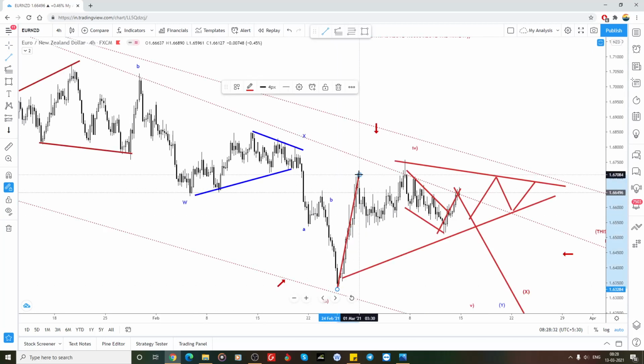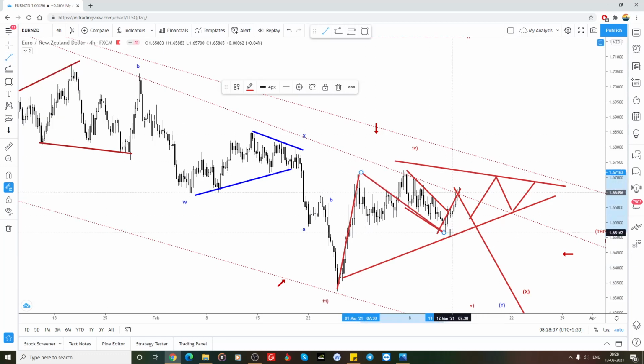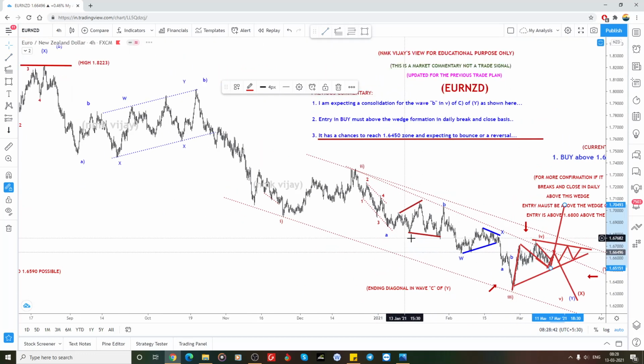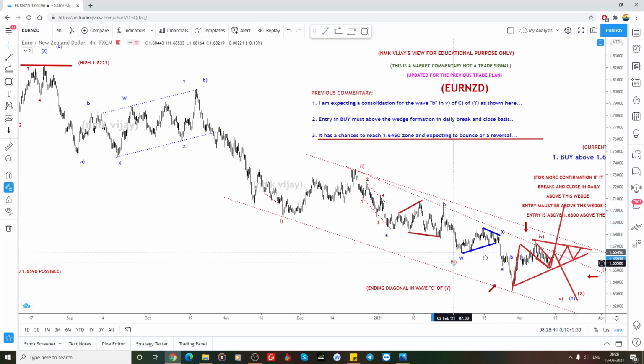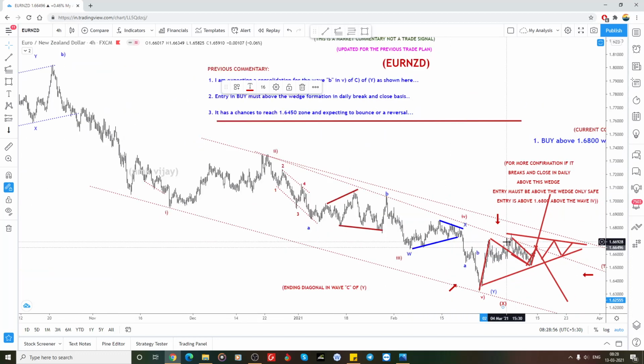yeah, A. So this could be in a second, and it could be like this also if it's the end of the previous. If this is a third, this is the fourth, and if this is the fifth and this is the end of the Y of X wave, it means we may get this kind. So anyway I'm looking only if it breaks above this wedge formation and this parallel channel also. So the only confirmation is that it has to break these two roadblocks.